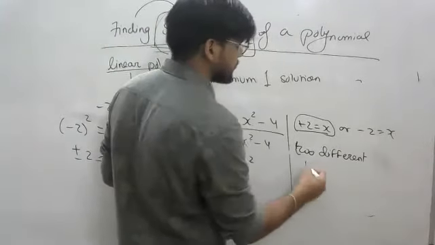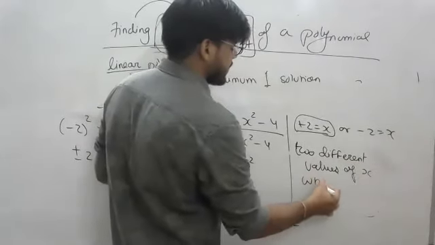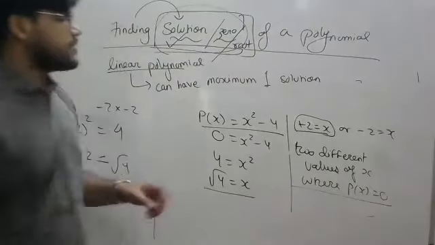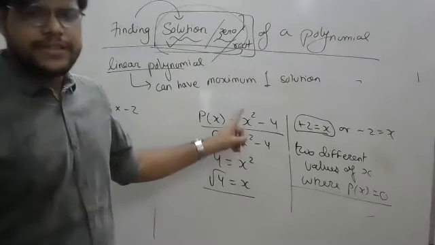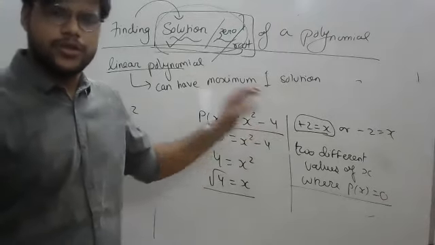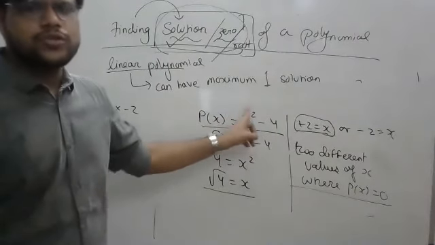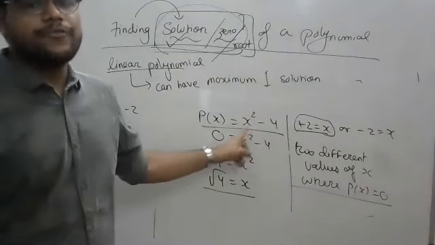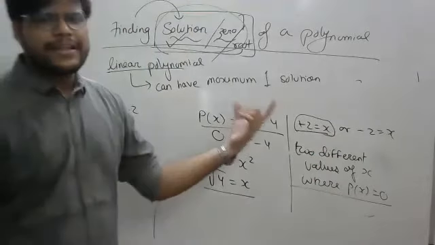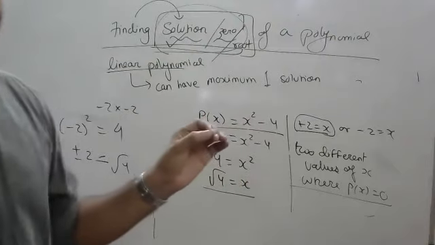Or you can say 2 different values of x where p of x is 0. That means if you put 2 in, even then you will be getting the overall answer as 0. Look, the square of 2 is 4, and 4 minus 4 is 0. And if you substitute minus 2, minus 2 square is also 4 and 4 minus 4 is again 0. So these are 2 values of x where the entire given expression, the entire polynomial, becomes 0.